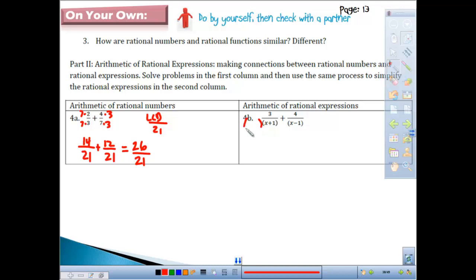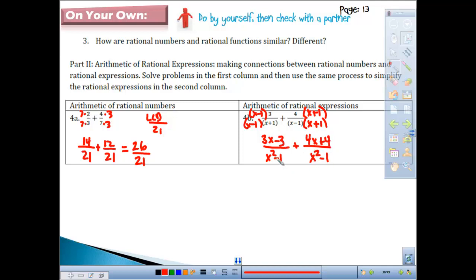We're going to multiply this side by x minus 1, so we have to multiply the top by x minus 1. Over on this side, we multiply by x plus 1 and the top by x plus 1. Same type of thing as over here. Now let's clean this up. x minus 1 times x plus 1 is x squared minus 1. That's the conjugate rule. Then x minus 1 times 3 is 3x minus 3, and over here that's 4x plus 4.